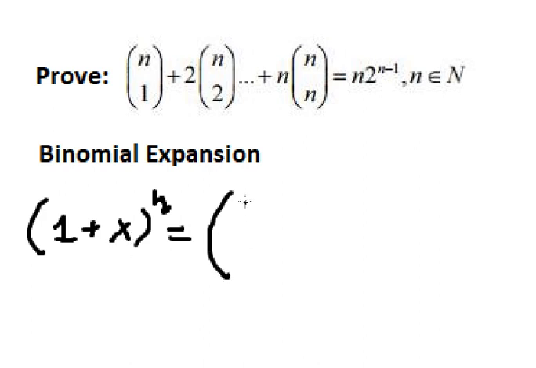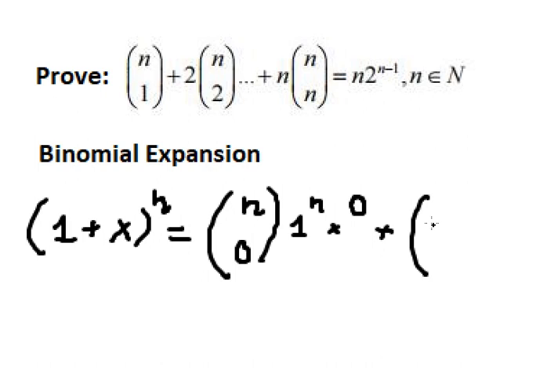I will start at the first term, that is n choose 0, and here we have 1 to the power of n, and s to the power of 0. The next term is n choose 1, and here we have 1 to the power of n minus 1, and s to the power of 1.